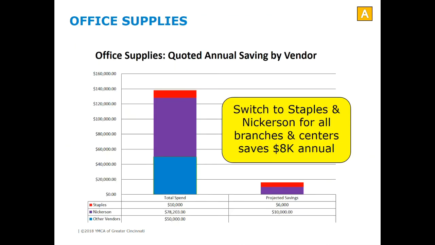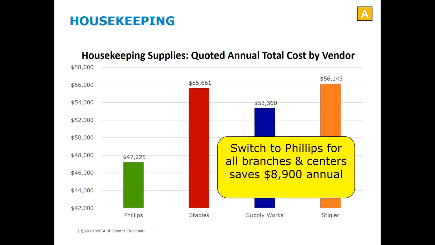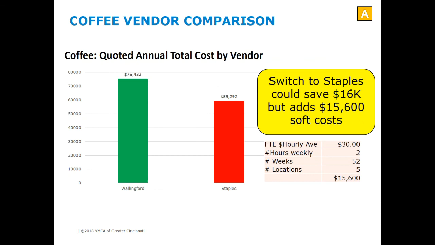Further data analysis showed that a switch to Staples and Nickerson for all branches and centers could save $8,000 annually. A switch to Phillips for all branches and centers could save almost $9,000 annually. The team analyzed possible savings for switching to Staples for coffee supplies.